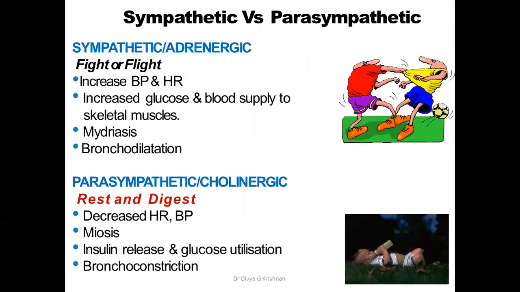On the other hand, the parasympathetic nervous system or the cholinergic nervous system is mainly involved with the resting stage and with the assimilation of food. So it is mainly associated with decreased heart rate, decreased blood pressure, miosis, insulin release, and glucose utilization, and bronchoconstriction. So it is opposite effects. Both these systems are having opposite effects.